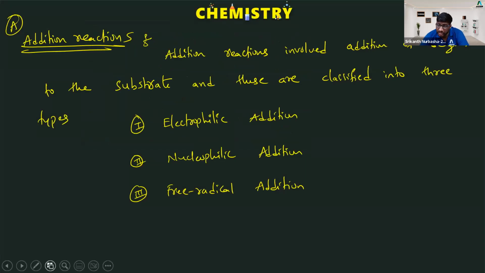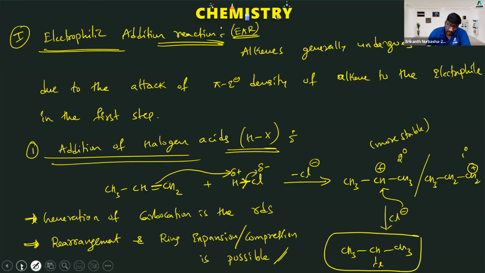So addition reactions involved addition of reagent to the substrate, and these are classified into three types: electrophilic addition, nucleophilic addition, and free radical addition. Electrophilic addition reactions: alkenes generally undergo electrophilic addition due to the attack of pi electron density of alkene to the electrophile in the first step. That is why it is said to be electrophilic addition reaction.